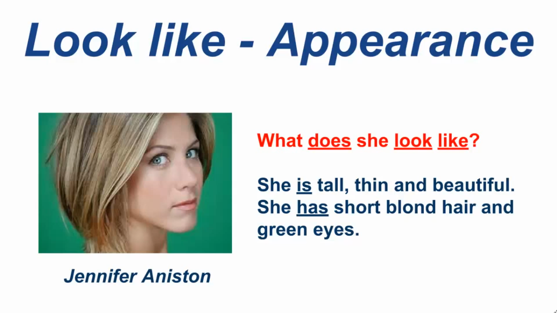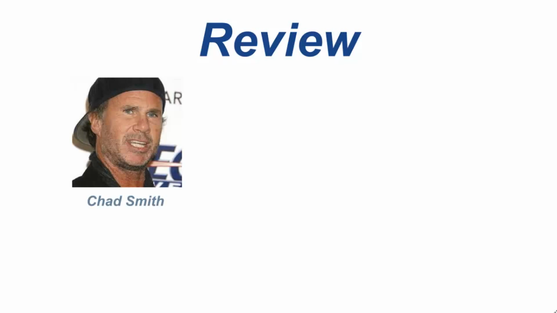So this is pretty simple. Be like, as I said, is related to personality. Look like is related to appearance. Now, let's review this, okay? Let's take a look at this with more details. I have another picture for you, right? This, my friends, is Chad Smith. Chad Smith is an American musician, alright? And then let's make questions about his personality and about his physical characteristics, okay? First, personality, right? So, what is he like? What is Chad Smith like?